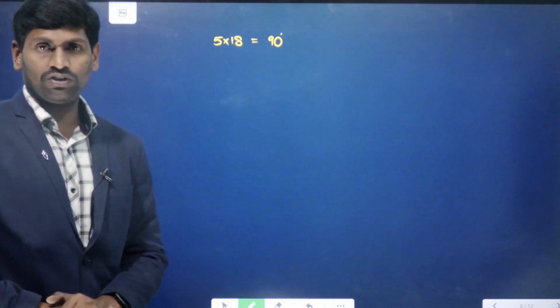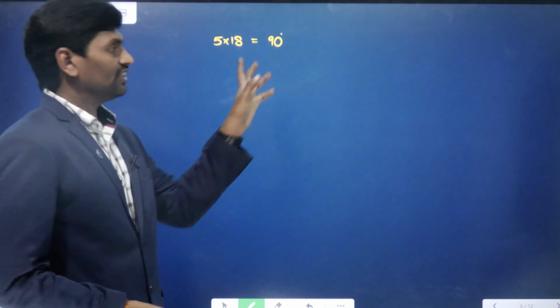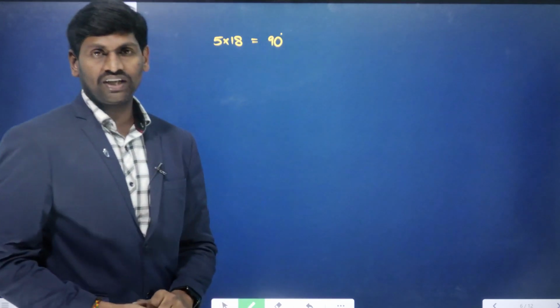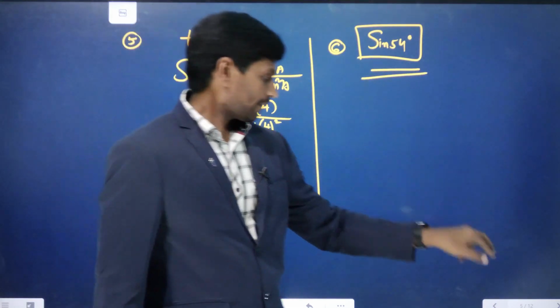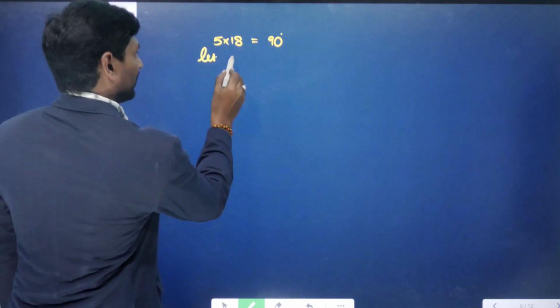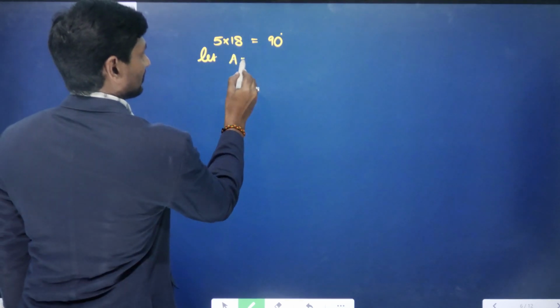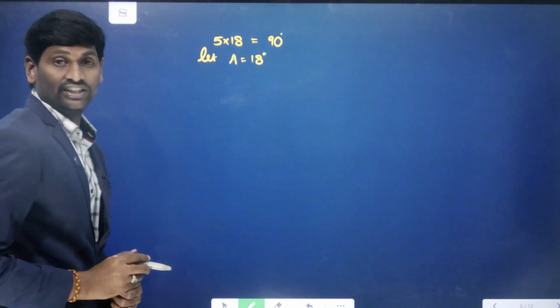5 into 18 equals 90. 5 10s are 50, 5 8s are 40. 50 plus 40 is 90. So 5 18s is nothing but 90, because 54 also will be available in the 18 table. Okay? Now let 18 degrees equal A. Let A equal 18 degrees.